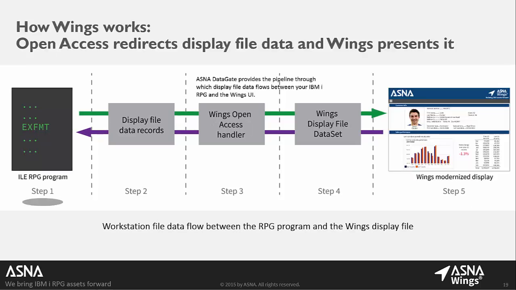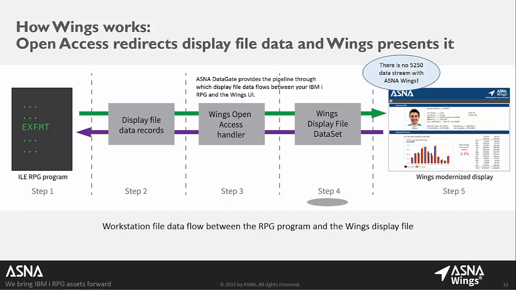Wings does things a little differently, as you might expect. As before, the RPG program writes data to the fields in the display file record format. And as before, it then writes the display file record formats using either EXFMT or WRITE. Because IBM i knows the RPG program is registered with Open Access, through the Open Access API, the display file data is routed to the Wings Open Access handler. This handler is a program object provided by ASNA that is installed on your IBM i when you install Wings.